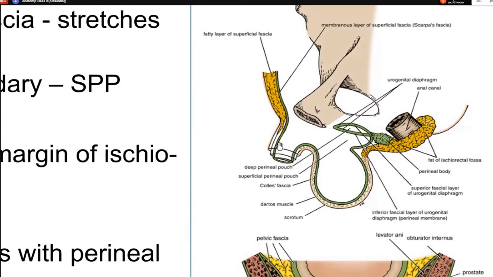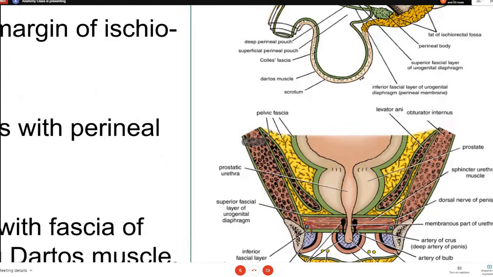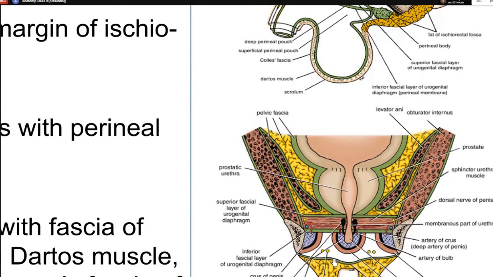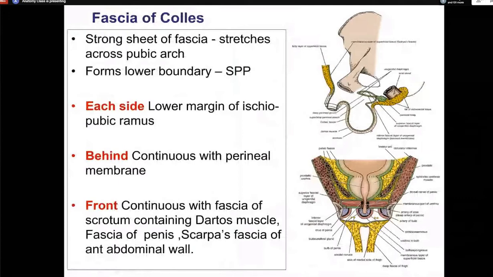Now when you see on the lateral side, the Colles fascia, can you see the Colles fascia over here? So this one is attached to this one. So this fascia is attached to the lower margin of the ischiopubic ramus. You can see this is the cut section of the ischiopubic ramus, and this is attached to the lower margin of the ischiopubic ramus. So is it clear, the attachment of the Colles fascia?